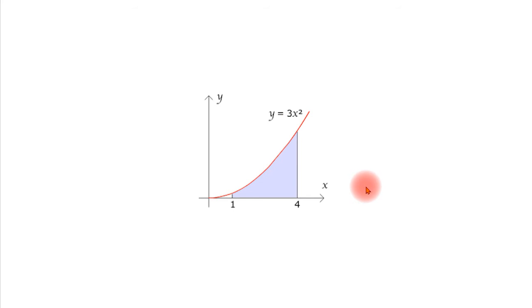So this is the graph representing the equation y equals 3x square, and this shaded portion is the area under the graph. You have to remember two things: number one, what is a graph, the graphical representation of an equation like y equals 3x square, and number two, what is the area under the graph representing y equals 3x square.